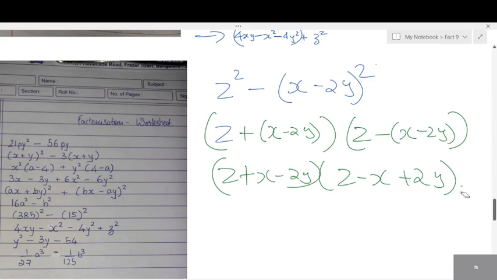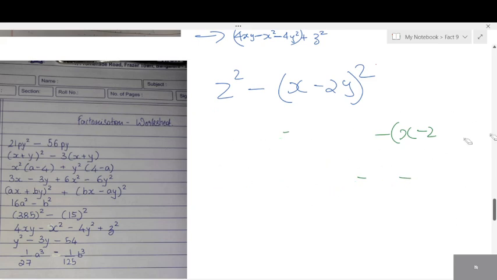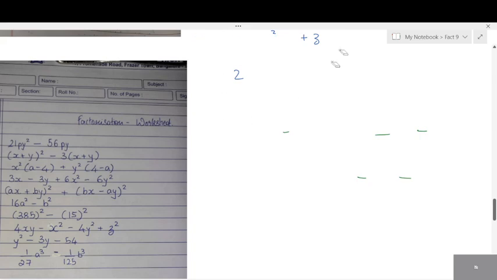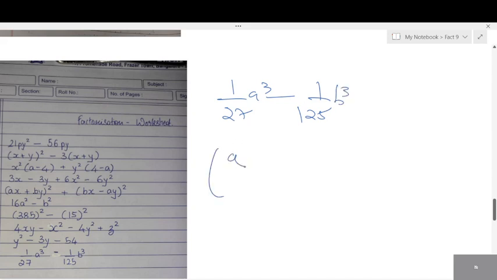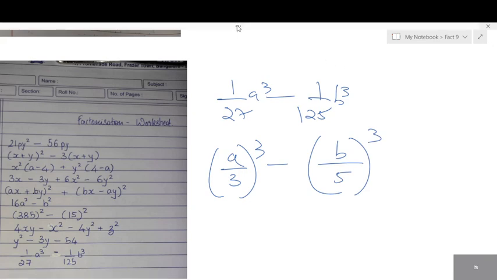Yes, Kia done. Just three steps. Okay. See, the last one we did yesterday, students. Which formula we used for the last one? Last question. 1 by 27 a cube minus 1 by 125 b cube. A cube minus b cube. How do you write this? A divided by 3 the whole cube minus b divided by 5 the whole cube. Use a minus b, a cube minus b cube formula. Yes. A by 3. What's the answer you'll get?